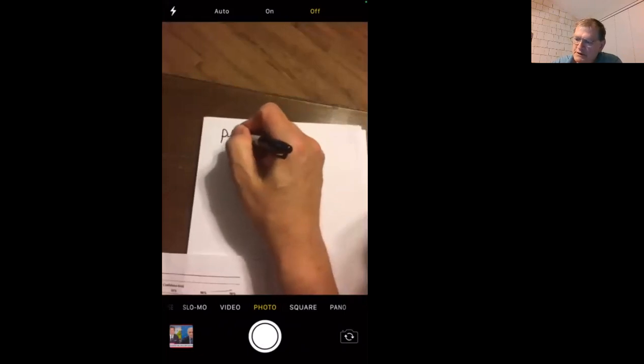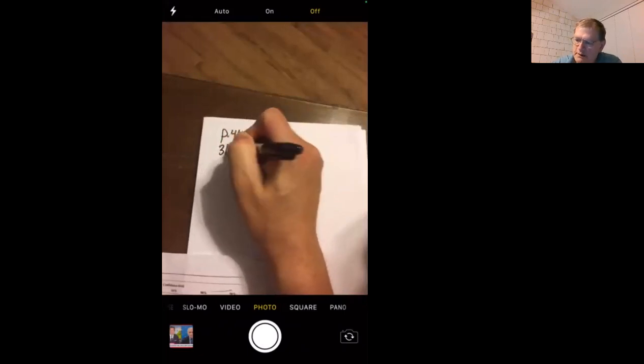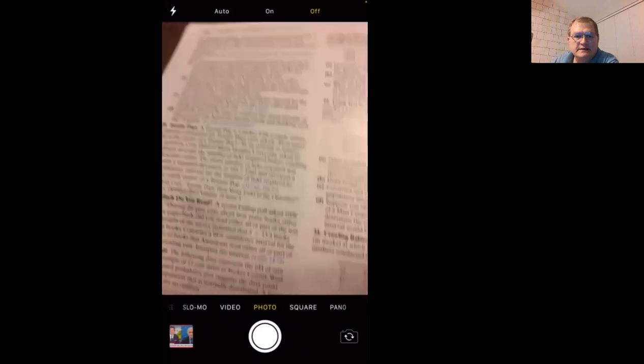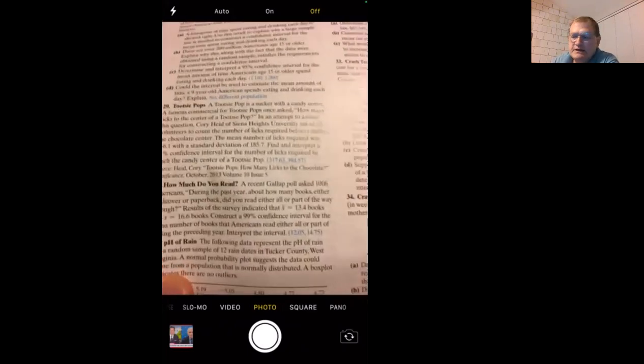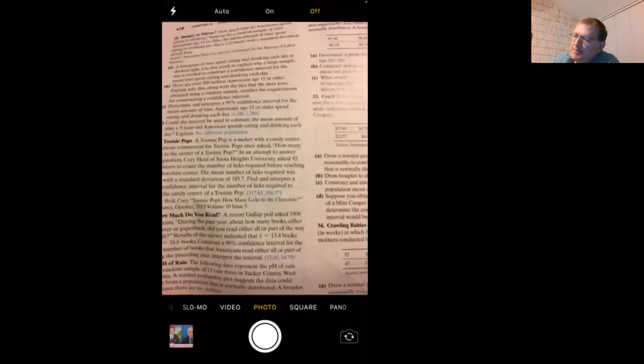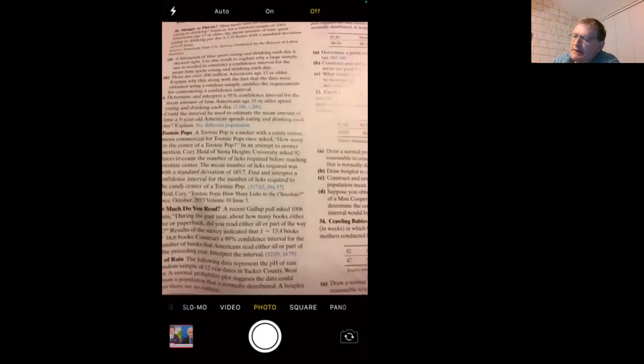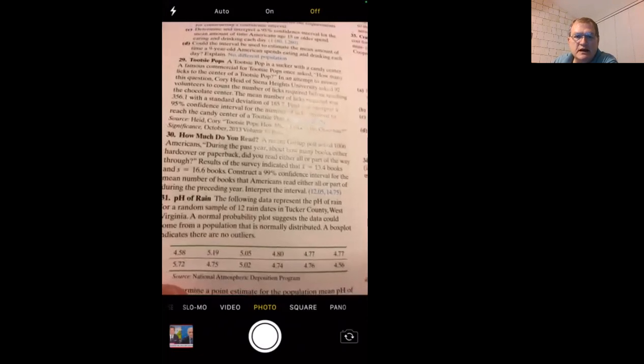This is off page 4, 16, 31. A lot of words to this, but it's about the pH of rain. So this is 12 rain dates in Tucker County, West Virginia. And this is the pH of the rain that they collected. They collected the rain and measured the pH.